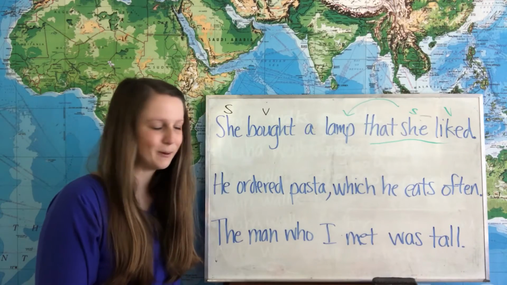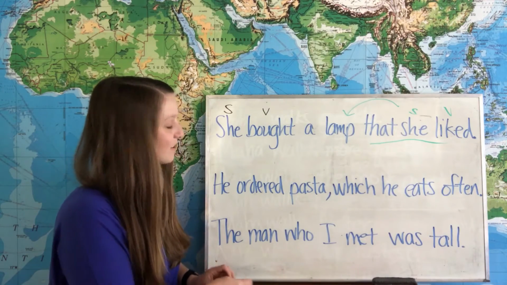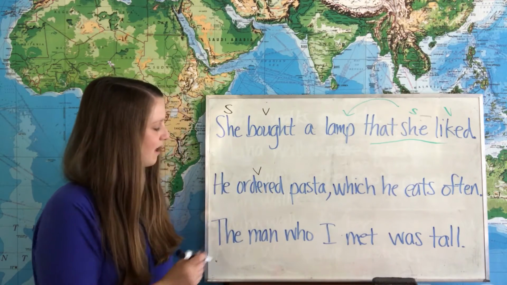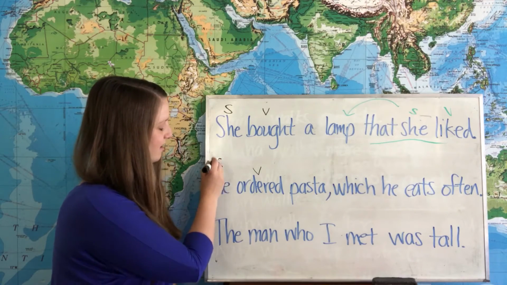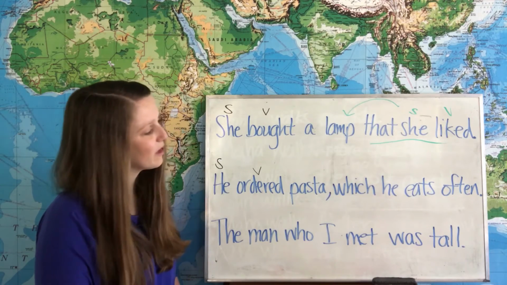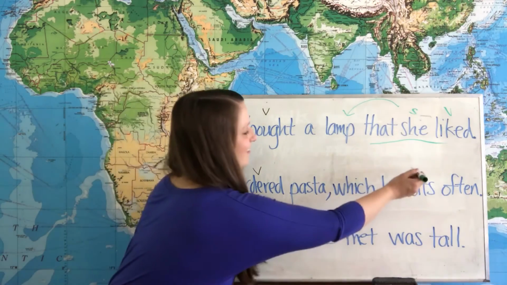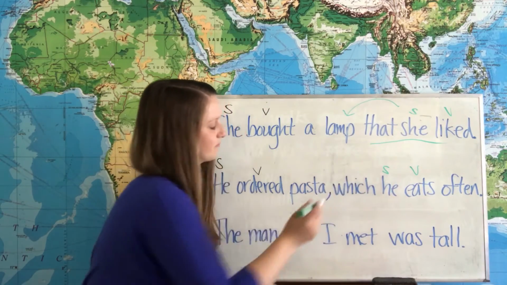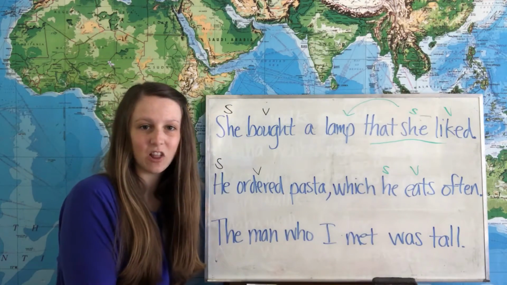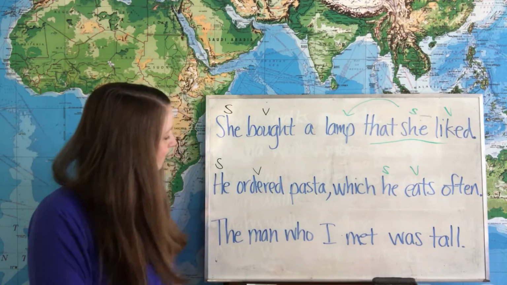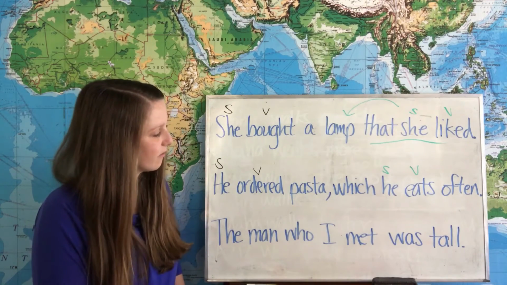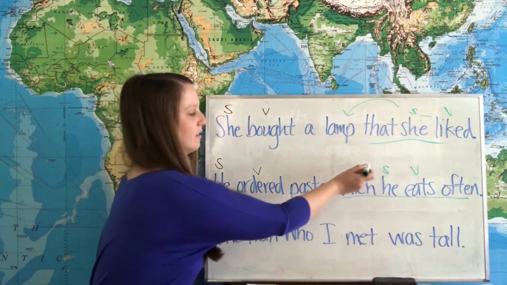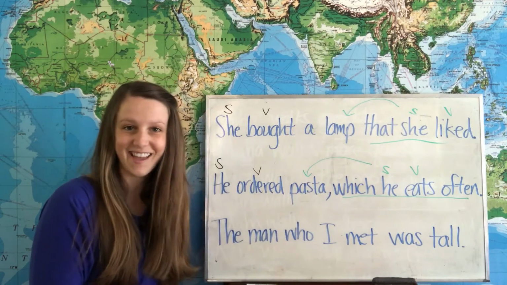Let's look at our next example. Again, we'll find our subjects and verbs. Our first verb is ordered, and the subject for that verb is he. We have the verb eats, and the subject for that verb is he. So we're looking for an adjective clause that describes a noun. He ordered pasta, which he eats often. Our adjective clause, which he eats often, describes the pasta.